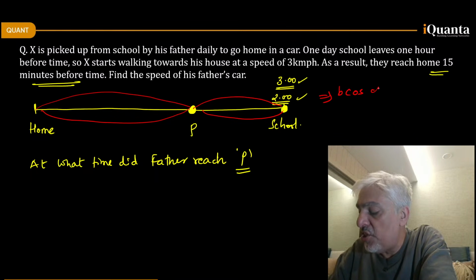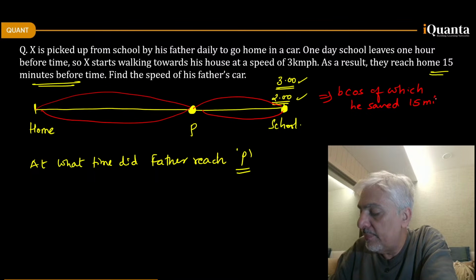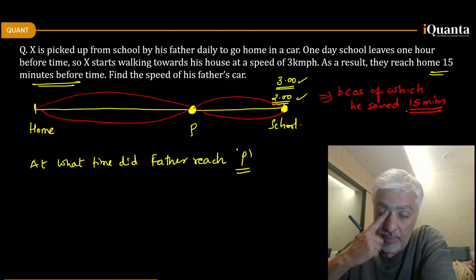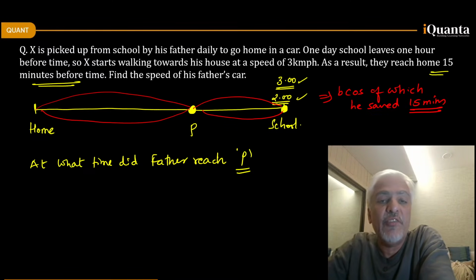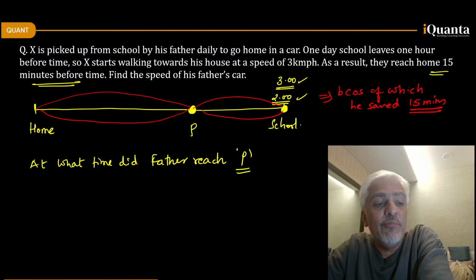Because of which he saved 15 minutes. Father did not go from P to school and back, because of which he saved 15 minutes. That means on one side he saved how much time? 7.5 minutes.